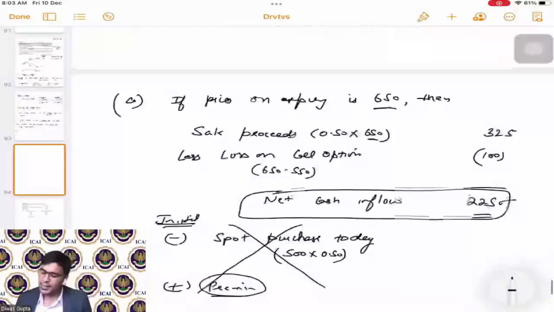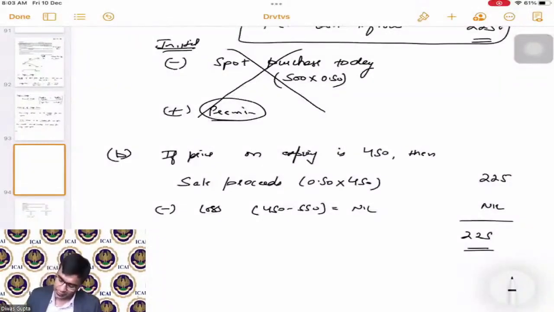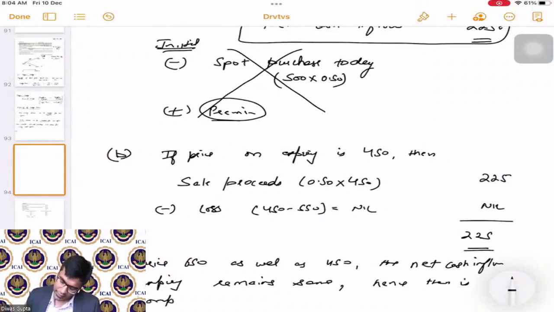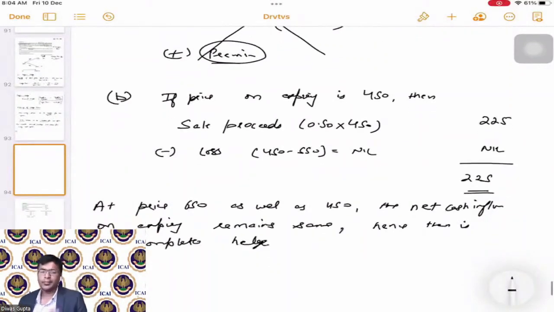So that means whatever is the price, at 650 as well as 450, the net cash inflow on expiry remains same. Hence, there is a complete hedge. This is what the question was asking, correct?